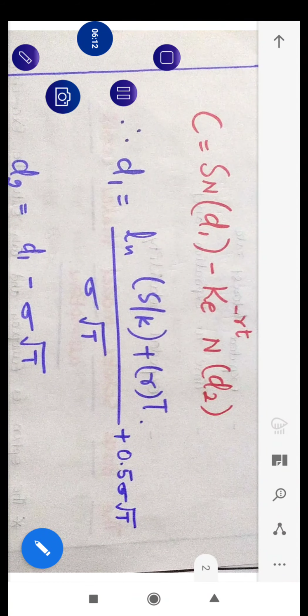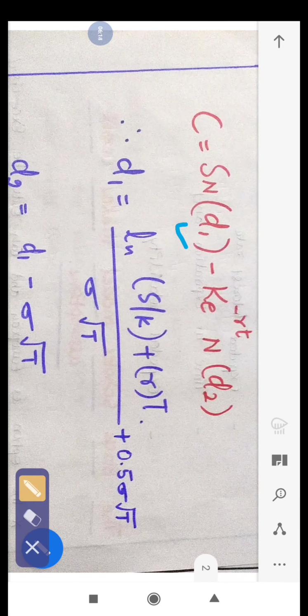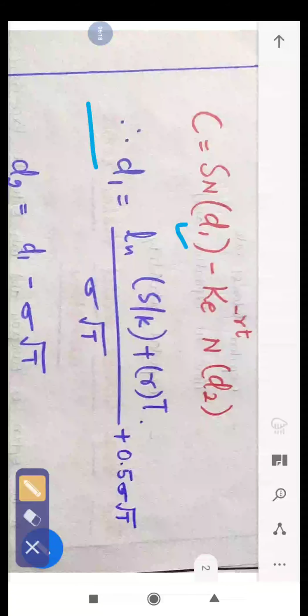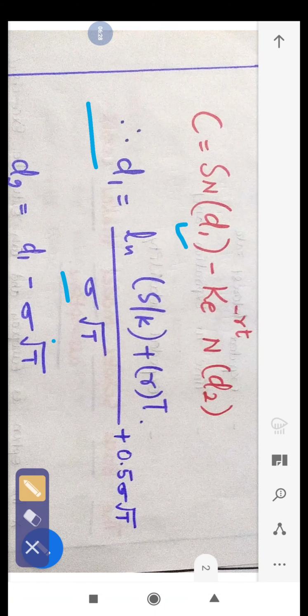Next, the remaining thing is D1. For calculating D1, there is one sub formula: ln(S/K) plus (r plus 0.5 times standard deviation squared) times T, divided by standard deviation times root of time. So this is the formula for calculating D1.